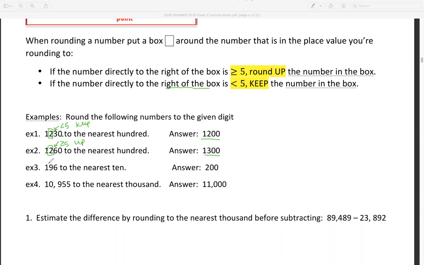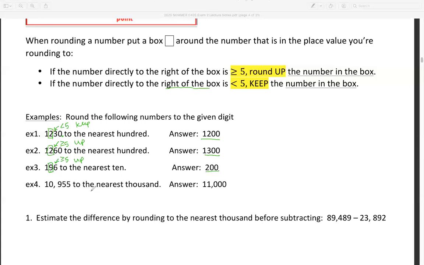Here we're rounding to the nearest 10. The 9 is in the tens place, and the number to the right is your 6. So that means that's greater than or equal to 5. So we're going to round up. Now, if you round up 9, it goes up to 10. And we don't put a 10 there, so you have to carry the 1, which will make it 200. So 196 rounded to the nearest 10 will give us the answer of 200.